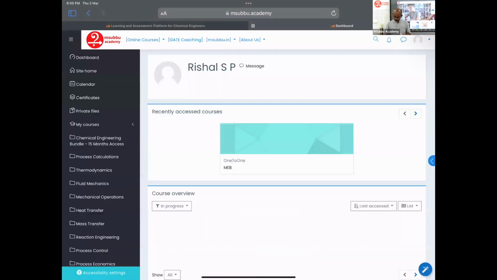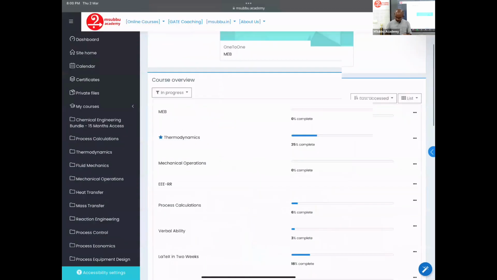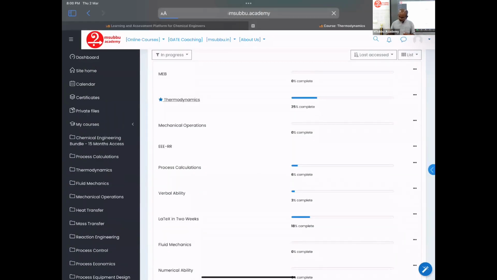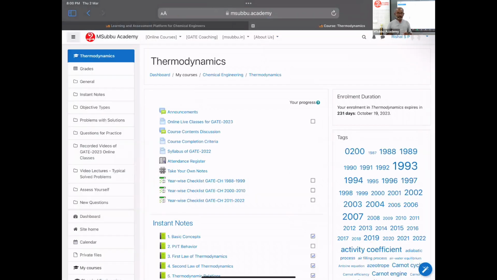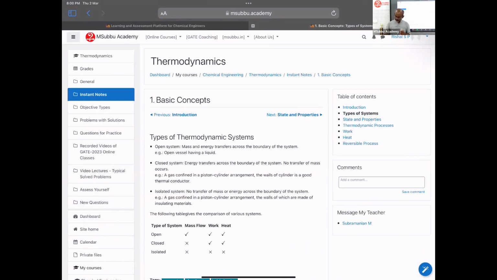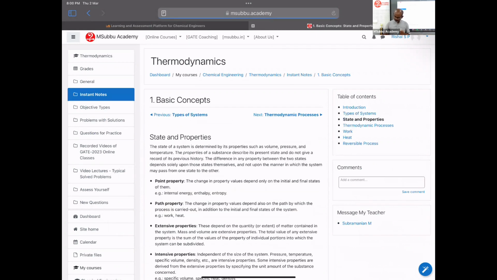As and when you log in, you'll be taken to the dashboard, wherein the courses you have subscribed to or enrolled in will be listed. Here, for example, is the thermodynamics course. Whatever we have seen is already there in this book. These are all simply my book contents in a nice interactive way.